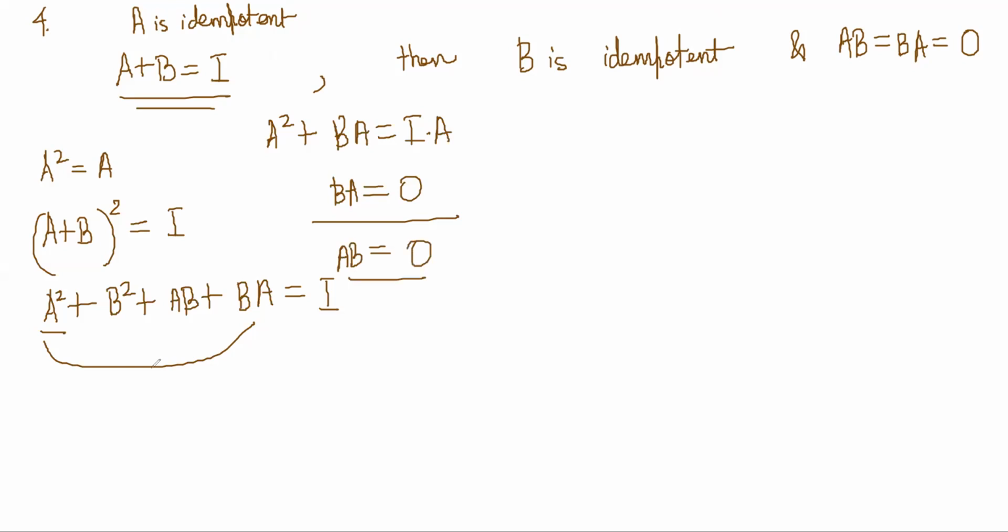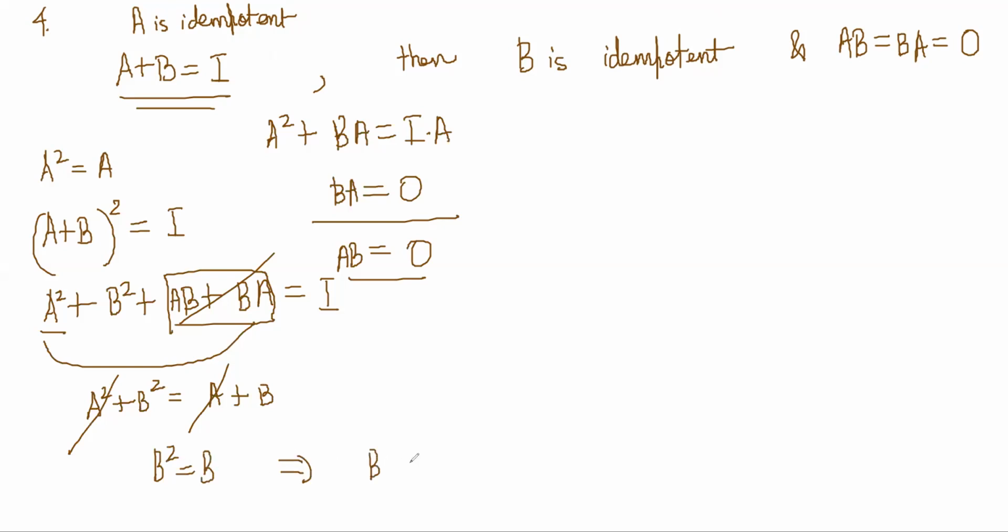You get these two zeros, then you can put 0, 0 here. So this goes away. So you get A square plus B square is I, which is equal to A plus B. And A square is equal to A. So B square is equal to B, which implies B is also idempotent.